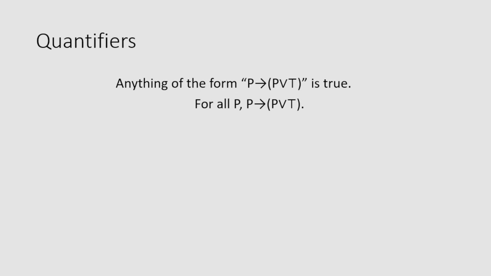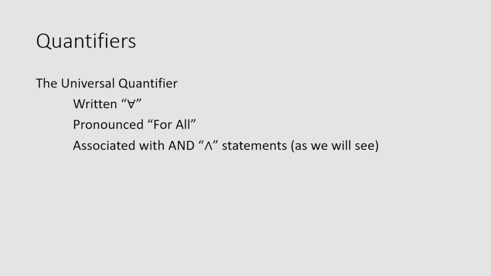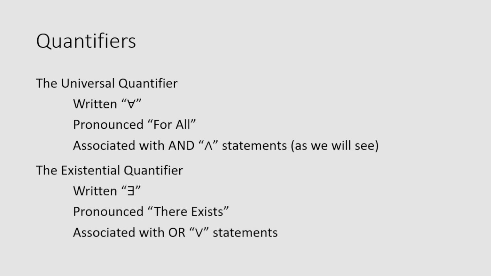But we use the symbol of an upside down A to mean for all, so we actually just write upside down A, P, bracket, P implies P or true, end bracket. This upside down A is also called the universal quantifier. There's also what we call the existential quantifier that looks like a backwards E and would assert that, for example, there is some statement P that we could plug into P implies P or true in order to make it true. Or in other words, there exists a P such that P implies P or true.